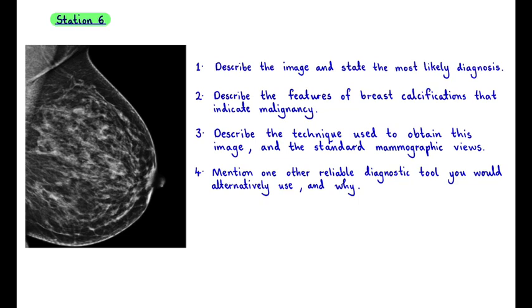Station 6, describe the image and state the most likely diagnosis. Describe the features of breast calcifications that indicate malignancy. Describe the technique used to obtain this image and the standard mammographic views. Mention one other reliable diagnostic tool you would alternatively use and why.